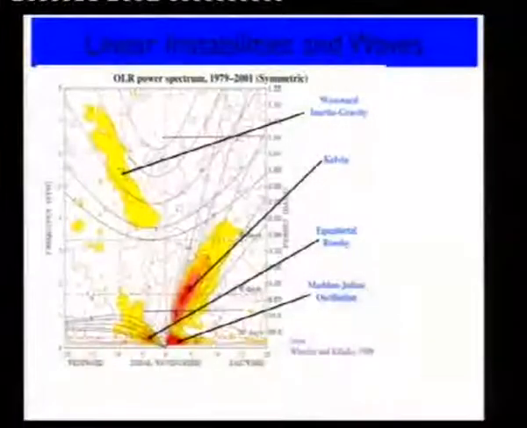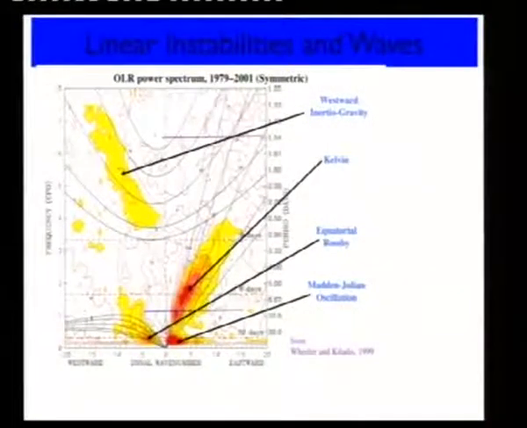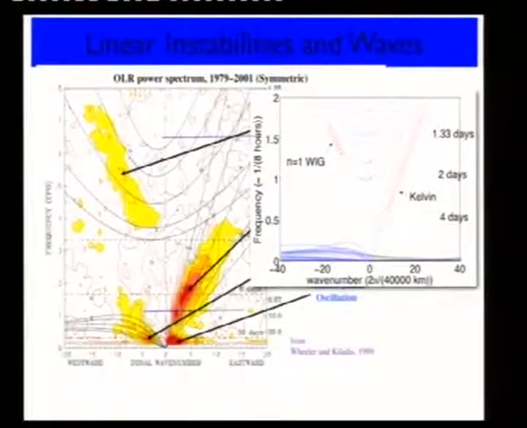Now, most of the audience is probably familiar with this picture from Wheeler and Kiladis, used basically as a measure to assess climate models, whether they are going to get this picture or not. So this is the first assessment of our model. And basically what we did, we just did linear theory of the model. Linear theory tells you that we are getting instabilities of Kelvin waves, where they should be. We are getting instabilities of westward inertia gravity waves, where they should be.